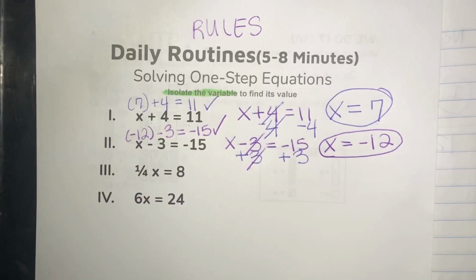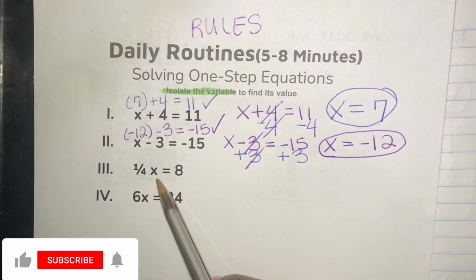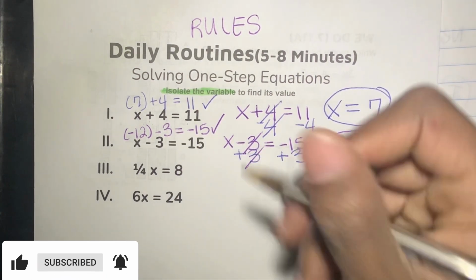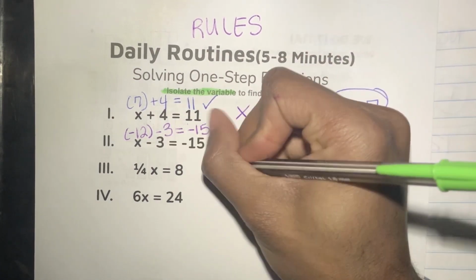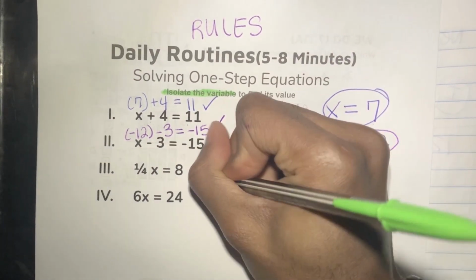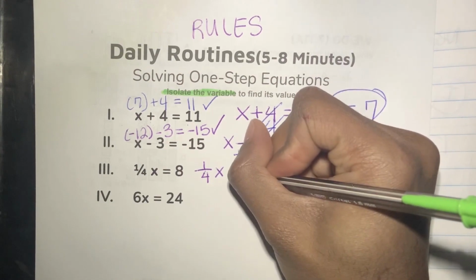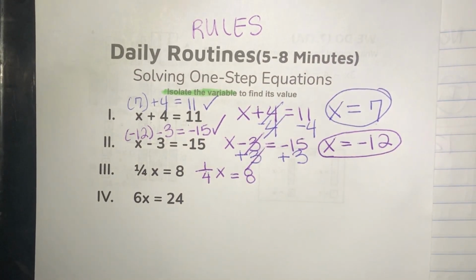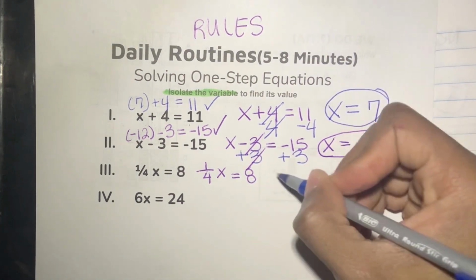All right, let's try problem 3. 1/4 x is equal to 8. We're solving one-step equations. All right, so we'll set up our equation. 1/4 x is equal to 8. Now what we'll do is multiply 4 to both sides of the equation.